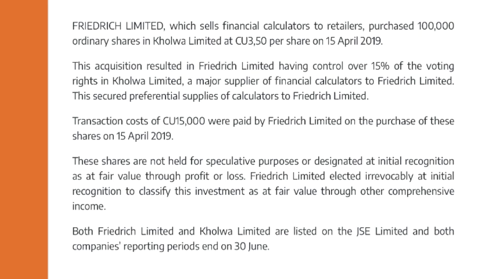Now, if we have a look at that 15% voting right, that means that Friedrich Limited cannot control Colwa Limited. Colwa Limited will not be a subsidiary of Friedrich Limited if we just look at the voting rights. There might be other reasons that Colwa Limited could be a subsidiary, but on the voting rights, they do not have a majority of the voting rights, and Colwa Limited is not a subsidiary.